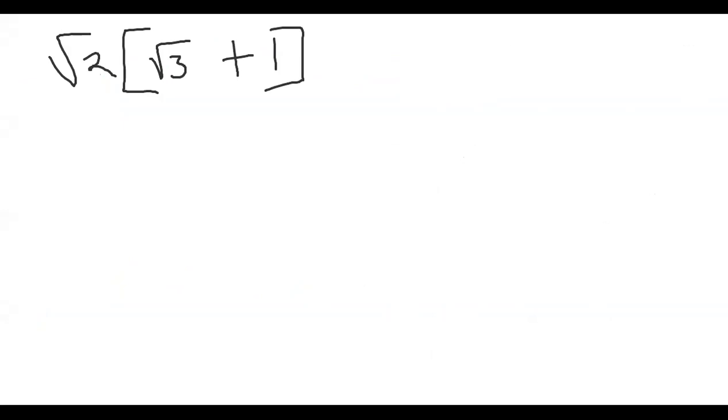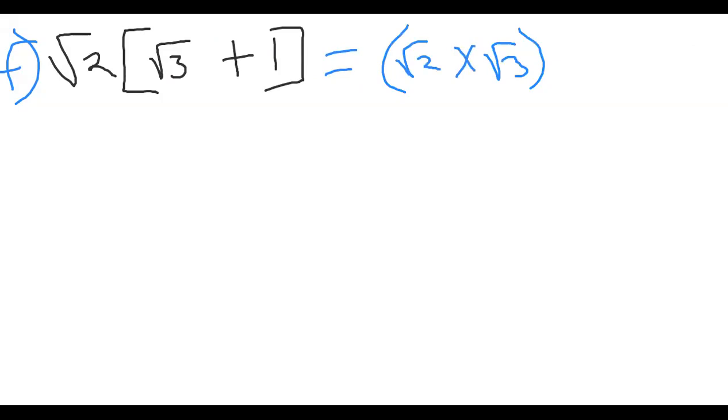So this is the same as, this is part F. This is the same as root of 3, so root of 2 times root of 3 in brackets, then plus root of 2 times a 1.